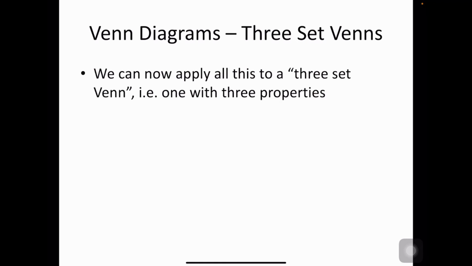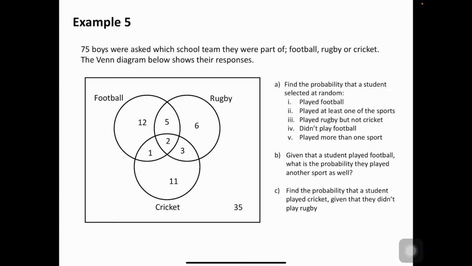We can now apply all this knowledge to a three set Venn diagram. So here is an example of one. 75 boys were asked which football team they were a part of. Football, rugby or cricket. Of course, some are a part of all three. Some were a part of two of those. And this is a Venn diagram to show their responses. So I'm going to go through the questions one by one. Again, you could answer these by yourself if you want to challenge yourself, but if not, just go through it with me, and then you'll have an opportunity to do some independently as well.